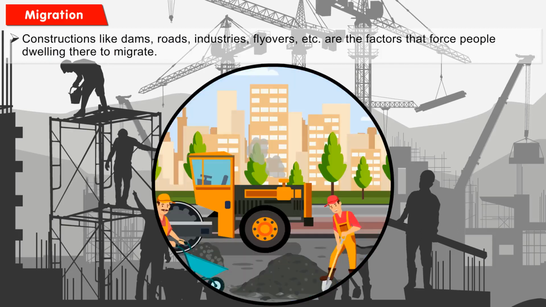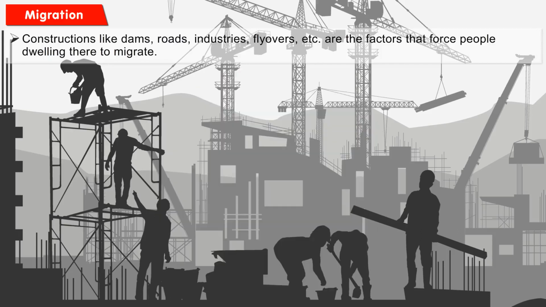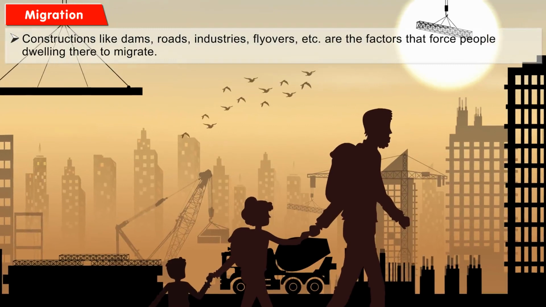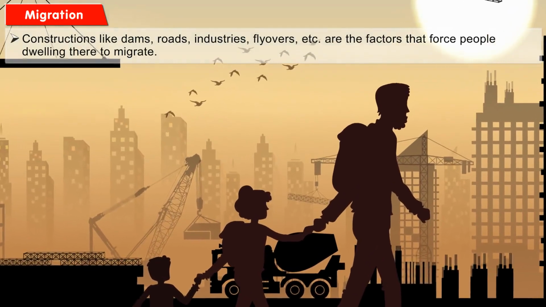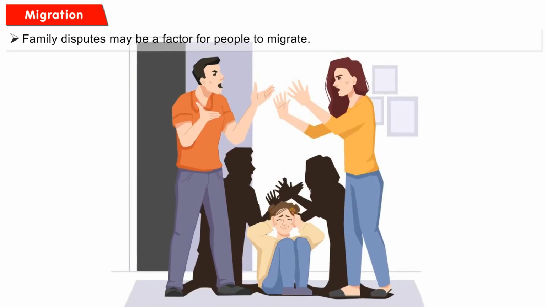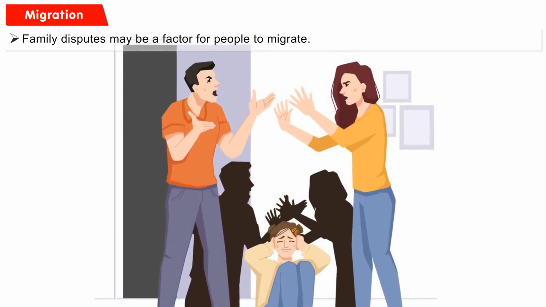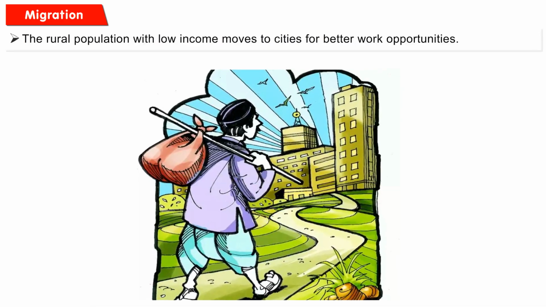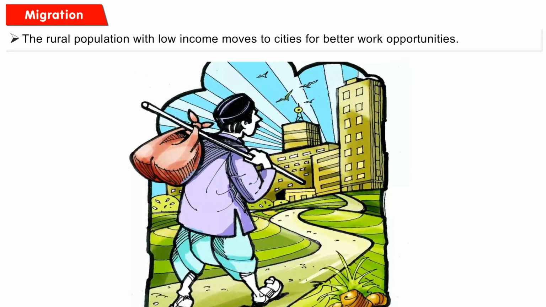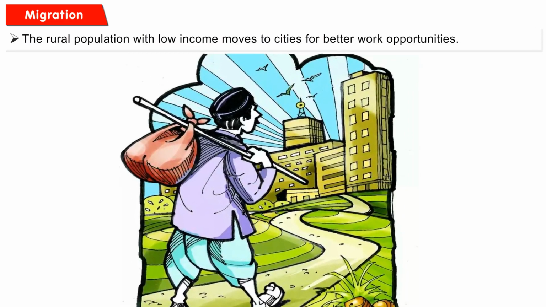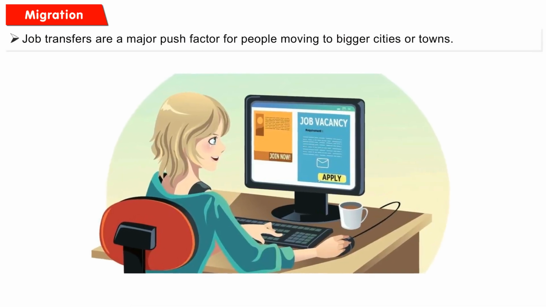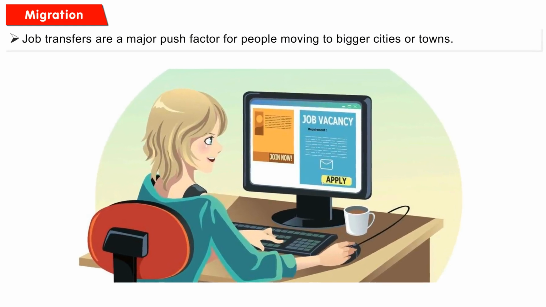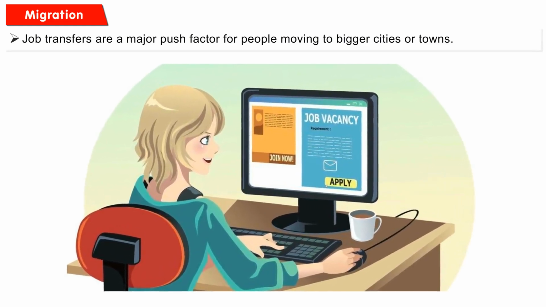Constructions like dams, roads, industries, flyovers, etc. are the factors that force people dwelling there to migrate. Family disputes may be a factor for people to migrate. The rural population with low income moves to cities for better work opportunities. Job transfers are a major push factor for people moving to bigger cities or towns.